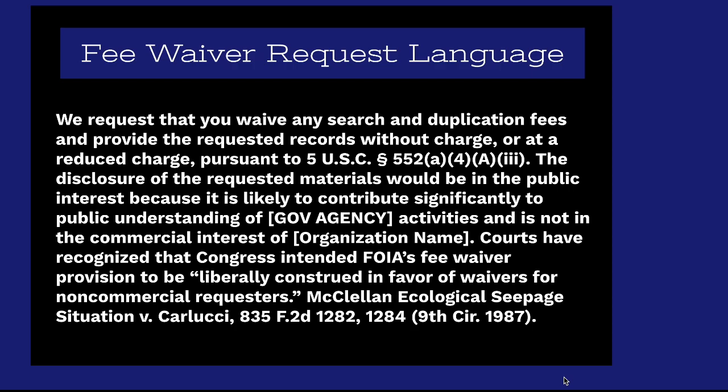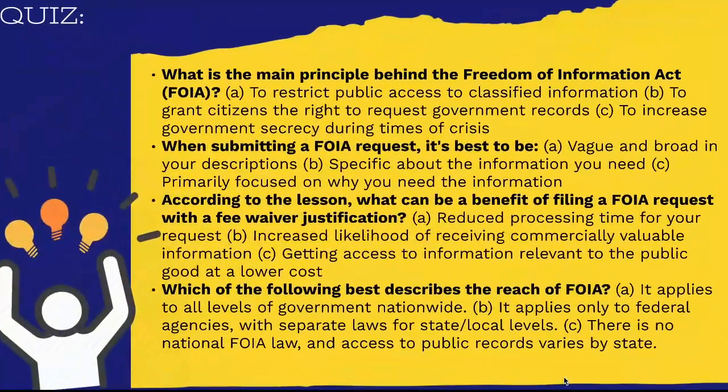And now for your quiz. What is the main principle behind the Freedom of Information Act, FOIA? A, to restrict public access to classified information. B, to grant citizens the right to request government records. Or C, to increase government secrecy during times of crisis. Number 2, when submitting a FOIA request, it is best to be A, vague and broad in your descriptions. B, specific about the information you need. C, primarily focused on the why you need the information.